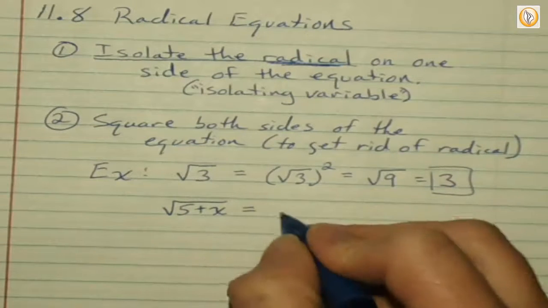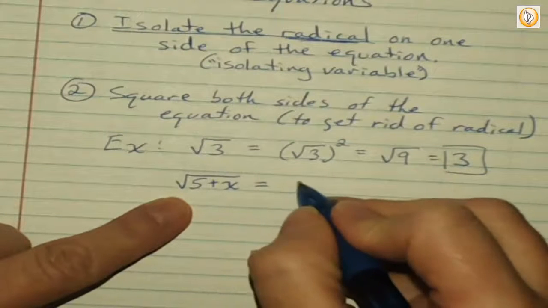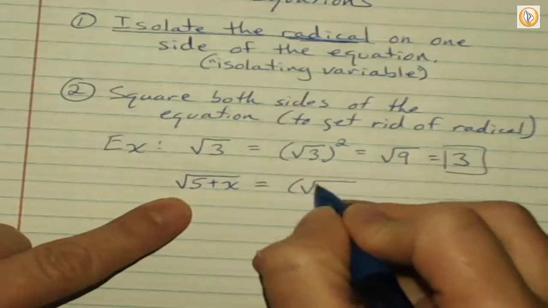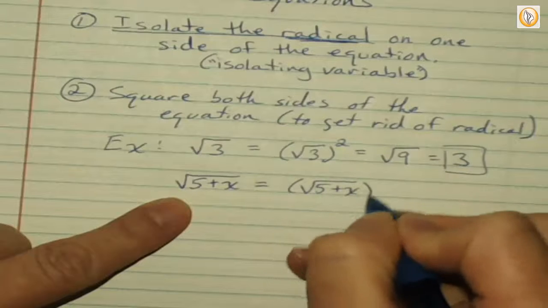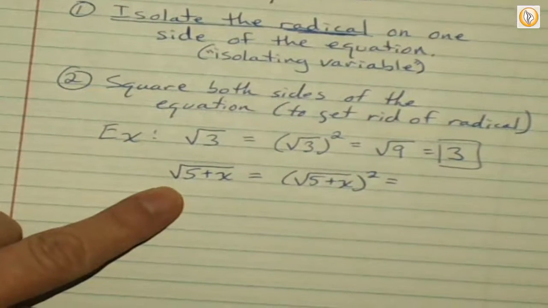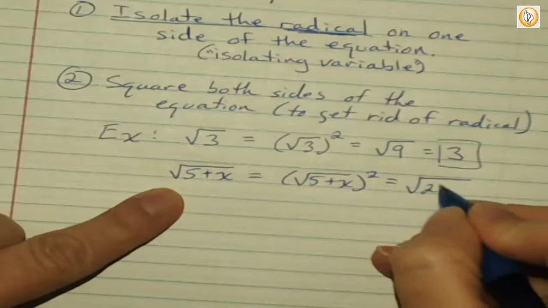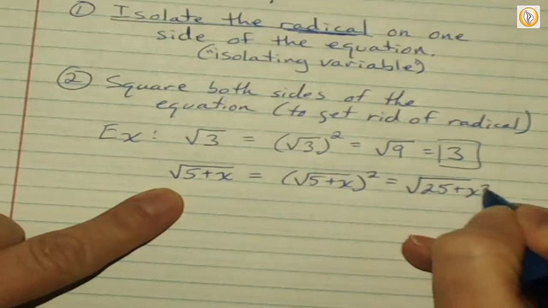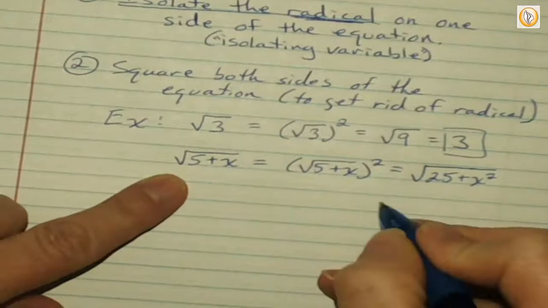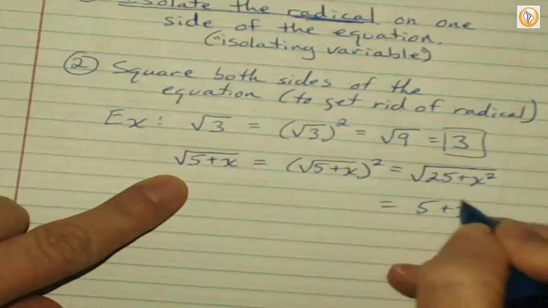Okay, I'm going to give you another example. So if I want to get rid of this radical, I'm going to square it. What would I get, Morgan? What would the answer be? 25 plus x squared, right? What's the square root of those? 5 plus x.